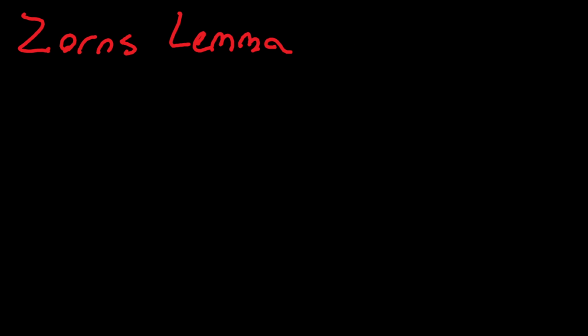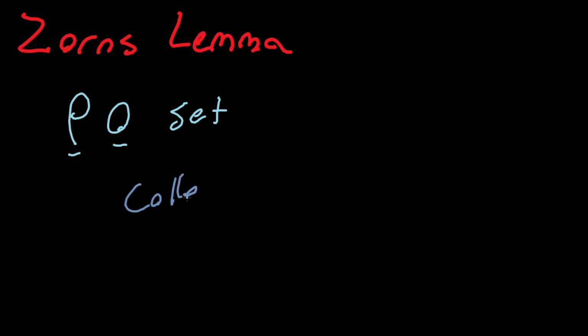So first things first, Zorn's Lemma is usually defined based off of something called a poset, which stands for a partially ordered set. But for our purposes, we'll be applying Zorn's Lemma to collections of sets. And as a result, in order to avoid having to explain what a poset is, I'm just going to define Zorn's Lemma in terms of collections of sets, because that will be how we apply it.